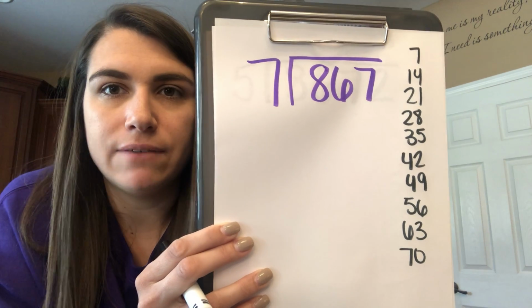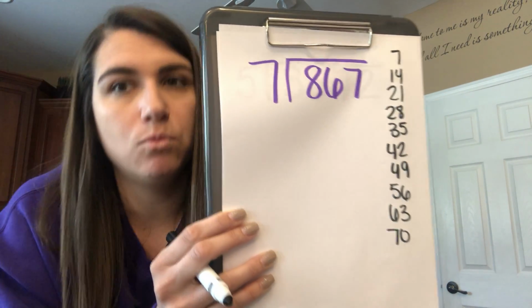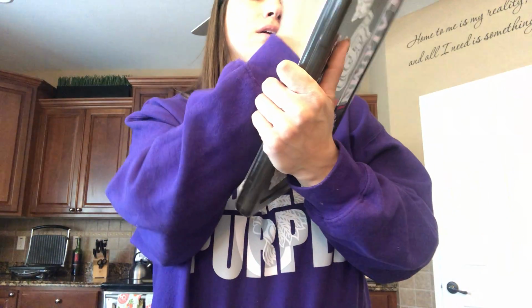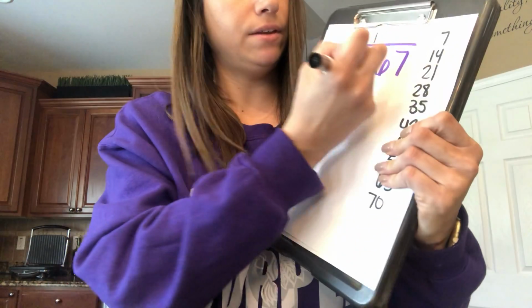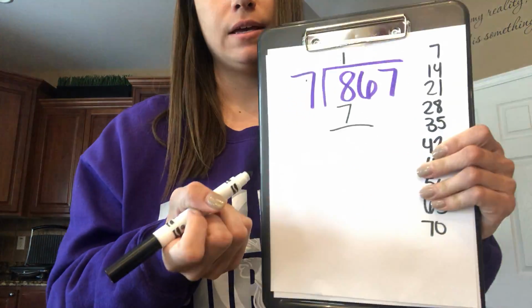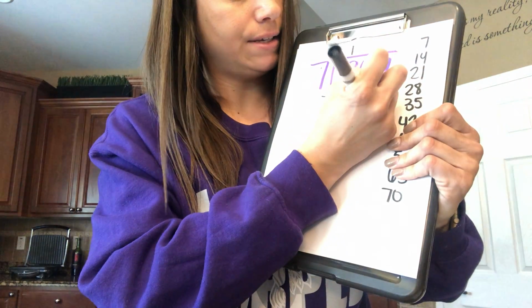All right, so what times 7 is going to get me closest to 8 without going over? So 8 divided by 7 is going to be 1. So I'm going to put a 1 on the top. 7 times 1 is 7. 8 minus 7 is 1. Bring down the 6.